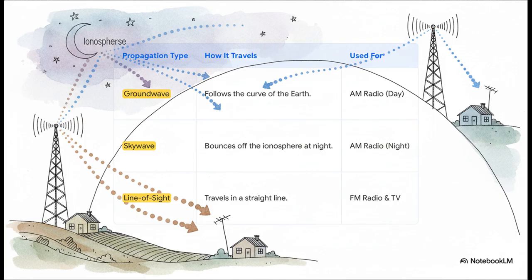But AM is a whole different beast. During the day, its signal can actually hug the curve of the Earth. We call that a ground wave. But at night, something amazing happens. It can bounce off the upper atmosphere, the ionosphere, like a mirror. And that's called a skywave.